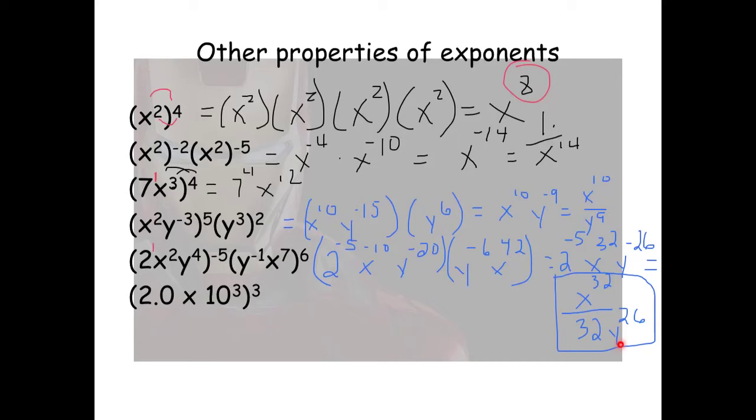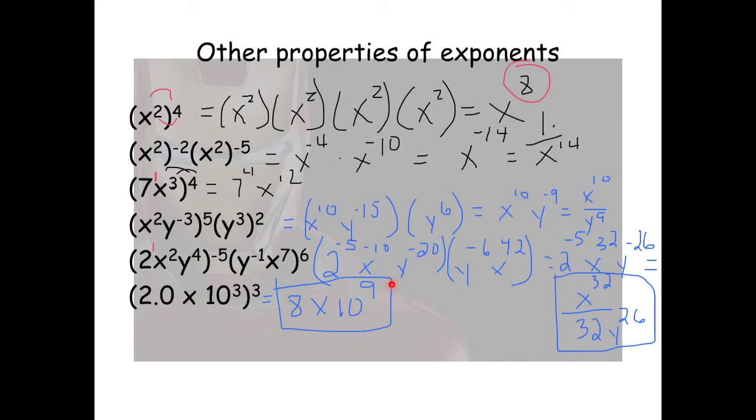All right, so the last one that I'll have you try for this section is 2.0 times 10 to the negative 3rd. This is scientific notation. All of that is taken to the 3rd power. So hit pause, decide what you think that answer is going to be. All right, so what you should have got was 8 times 10 to the negative 9th.